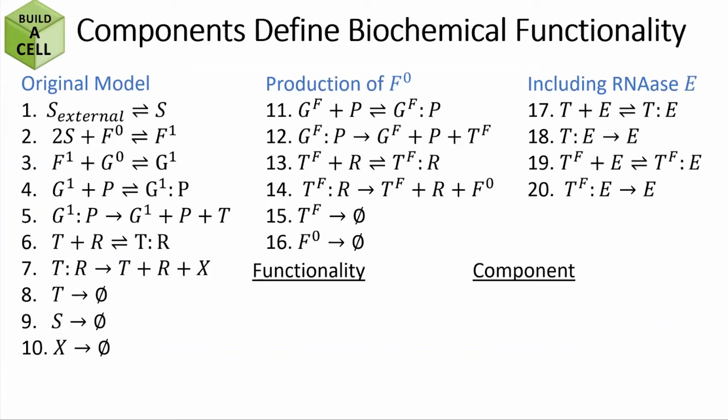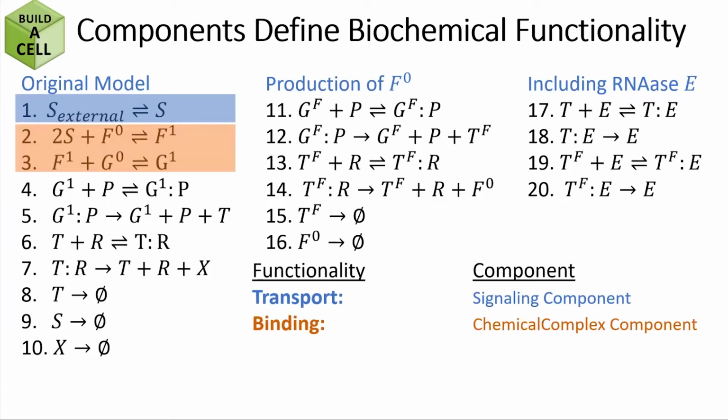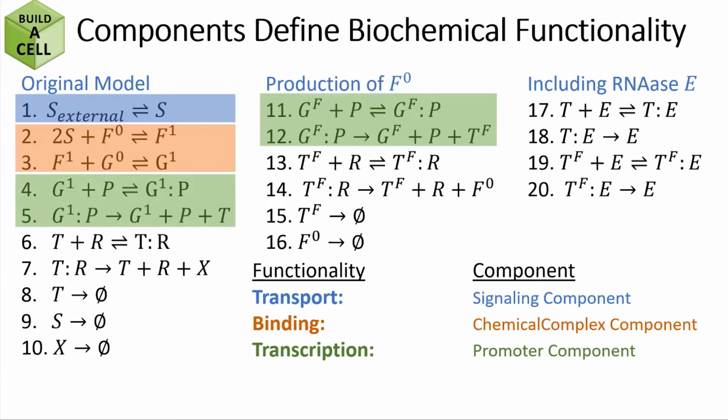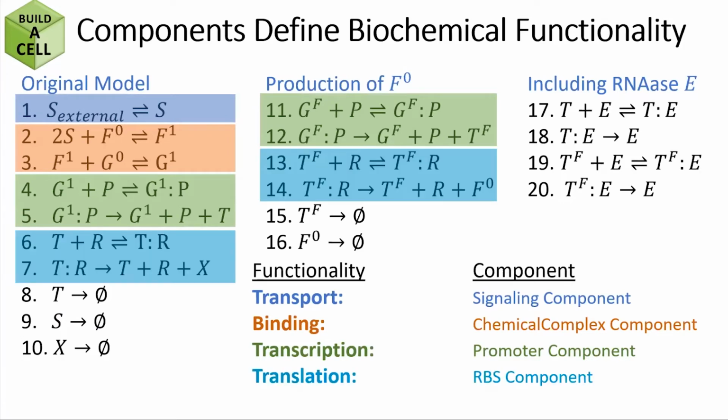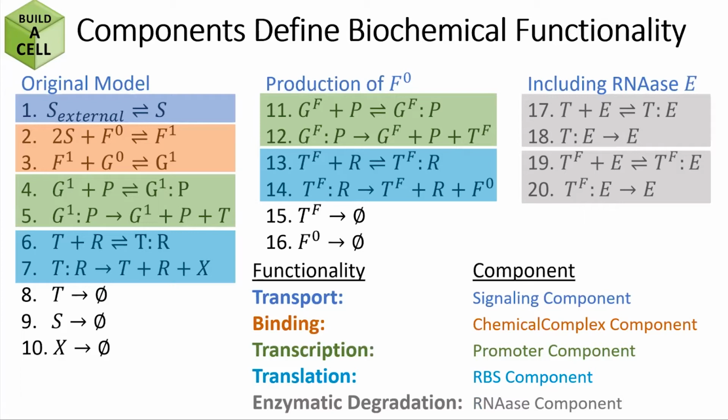Components really define biochemical functionality. Before I showed you processes, but we can also break this up into a bunch of components. Here I have my functionality on the left. Transport is being done by a signaling component that we know has to go from inside to outside the cell. Binding in this case is done by a chemical complex component, which is a complex of multiple objects. Transcription is done by a promoter or a gene. Translation is done by a ribosome binding site, which is implicit in this case in the gene. And enzymatic degradation is done by RNases, or this endonuclease E.